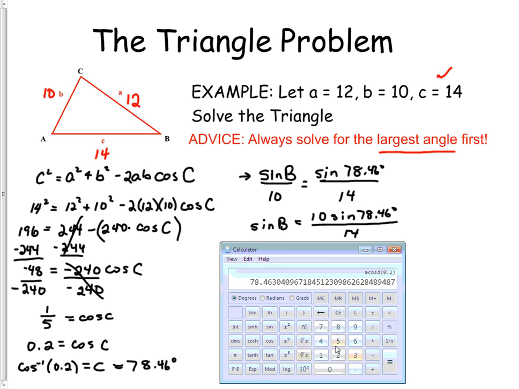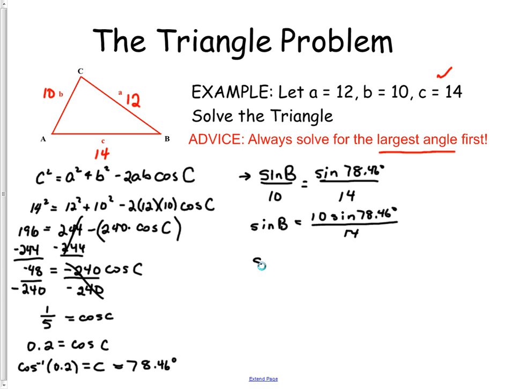Getting out our calculator to work on that. We take the sine of 78.46 degrees, multiply the result by 10, and divide the result by 14. And we get 0.6999 when rounded up. Sine of B equals 0.6999 rounded up. So we take our inverse sine of that number to find our angle B.